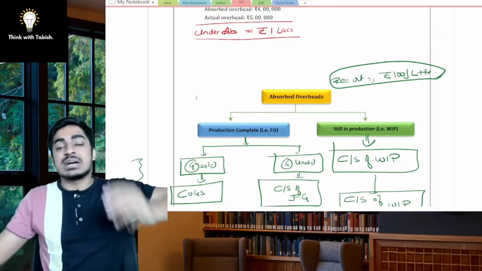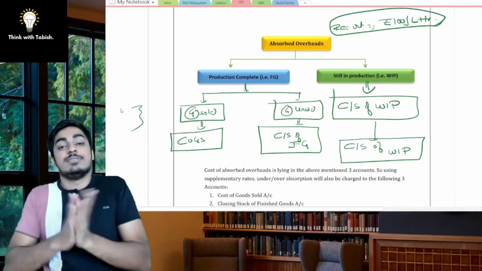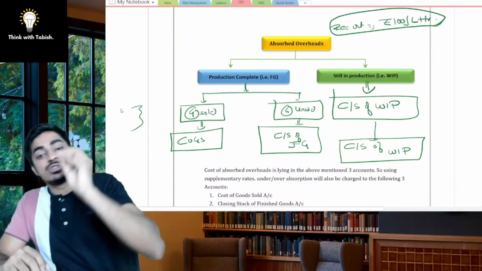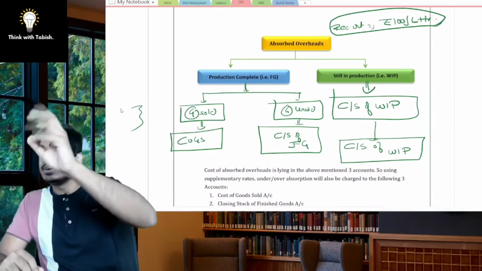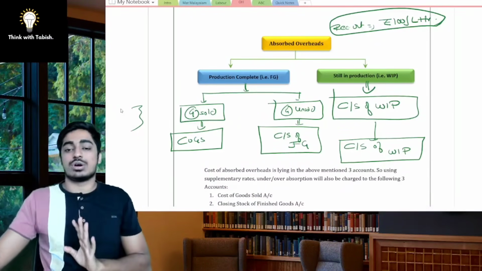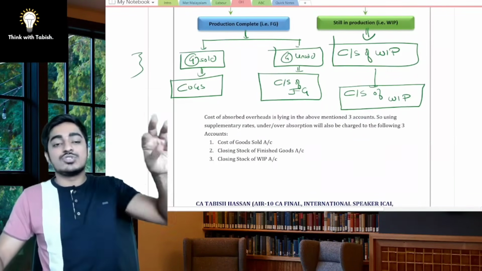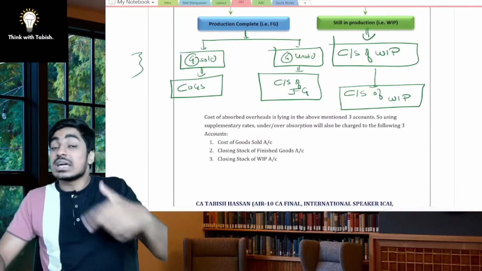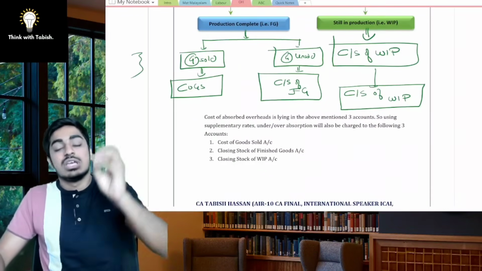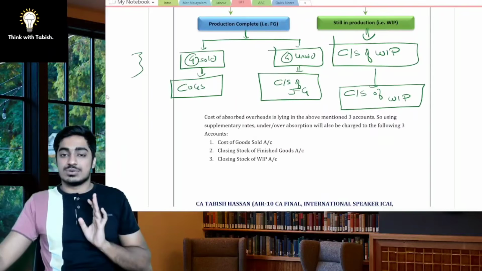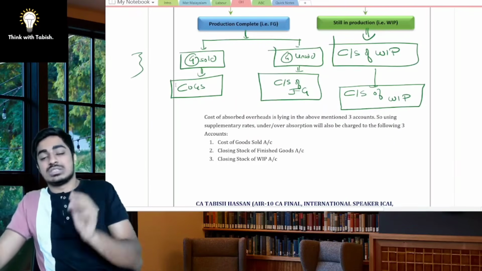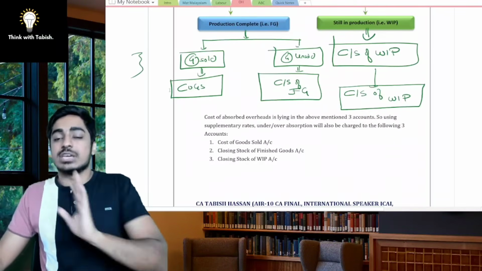If production is complete, finished goods are manufactured. Finished goods may be sold, or finished goods may be unsold. If it is still work in progress, it will be in closing stock of work in progress. So if goods are sold, the cost will be in cost of goods sold. If goods are unsold but finished, the cost will be in closing stock of finished goods. And if it is still work in progress, the cost will be in closing stock of work in progress.